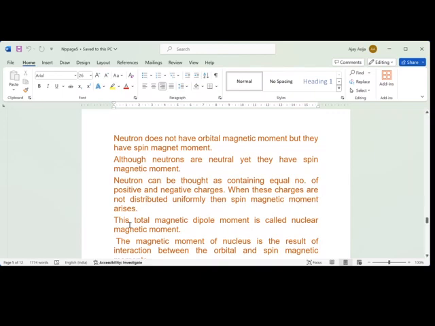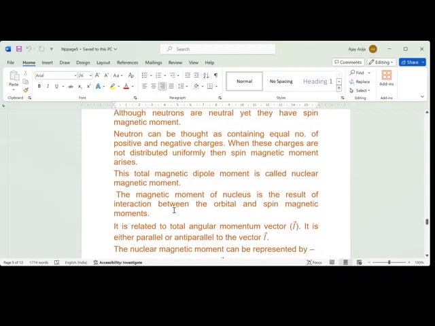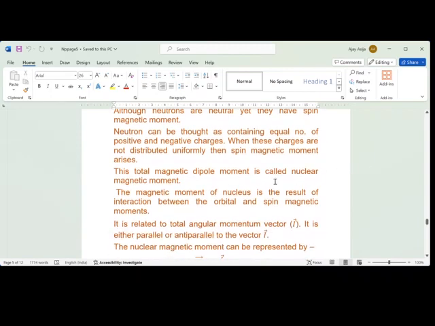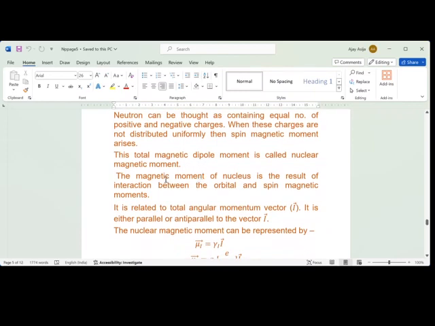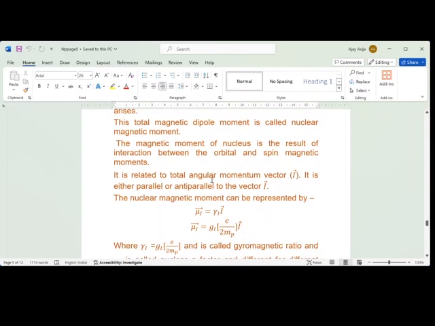Then spin magnetic moment arises. This total magnetic dipole moment is called nuclear magnetic moment. The magnetic moment of the nucleus is the result of interaction between orbital and spin magnetic moments. This magnetic moment is related to the angular momentum vector I, and it is either parallel or anti-parallel to vector I.